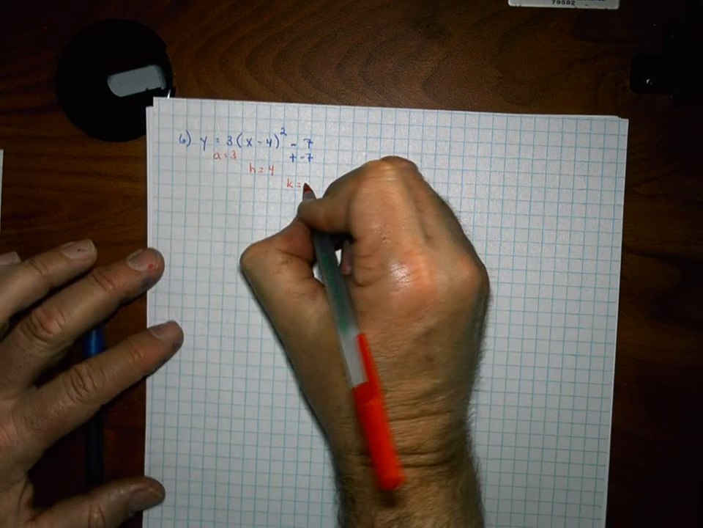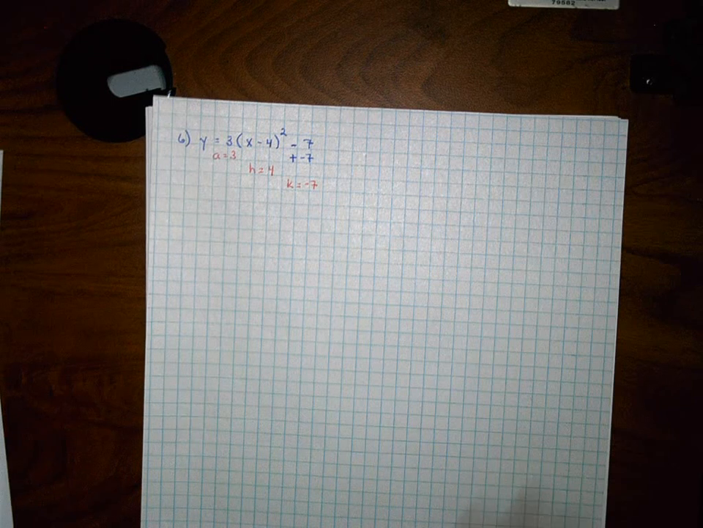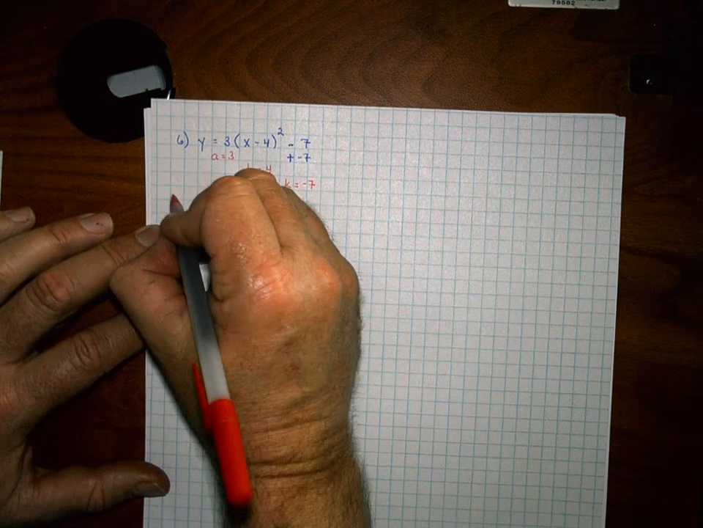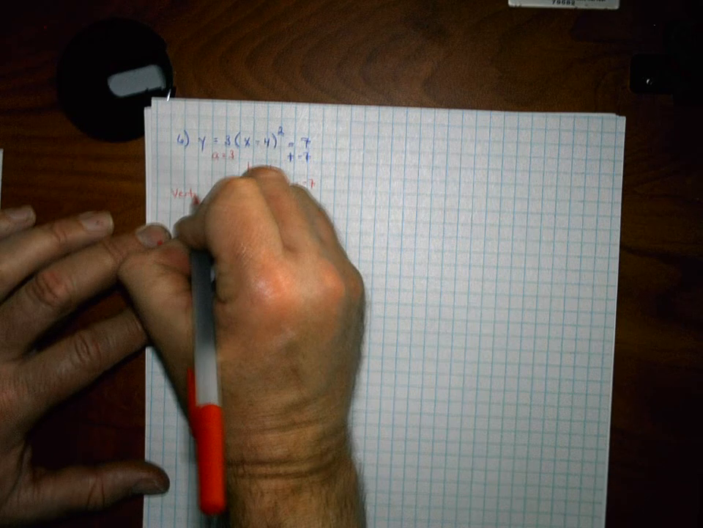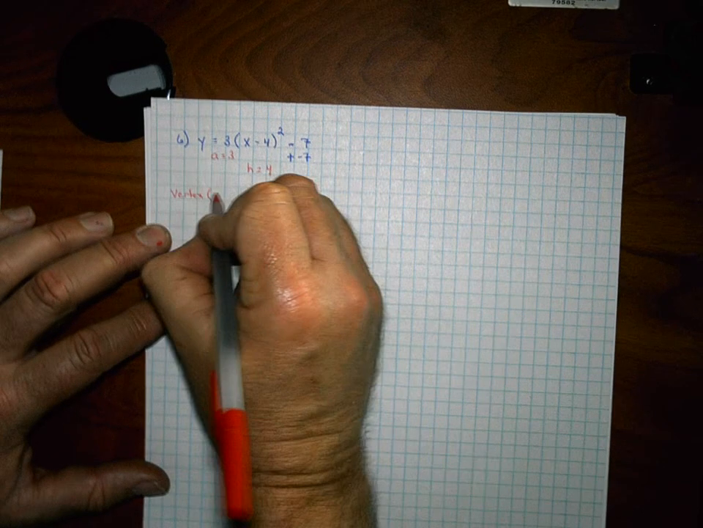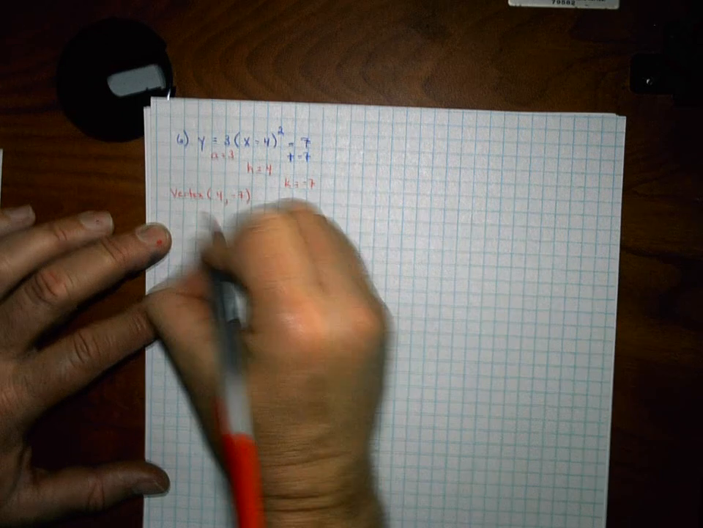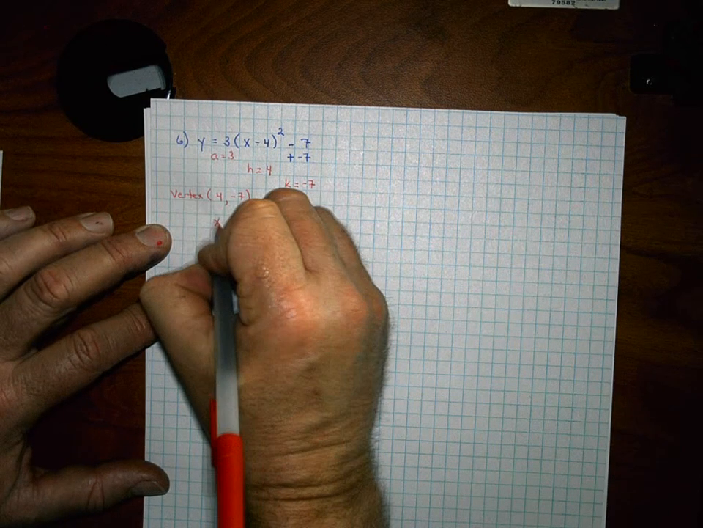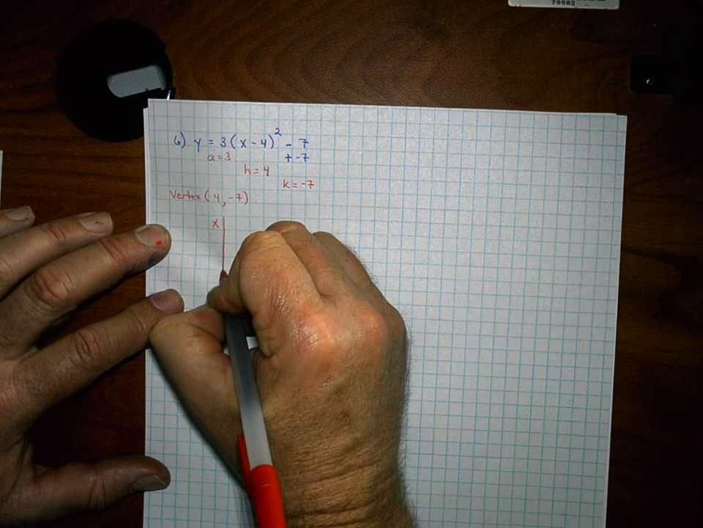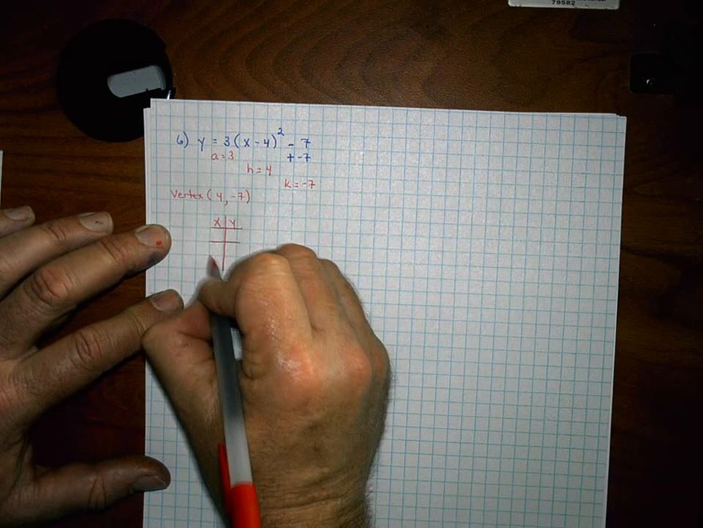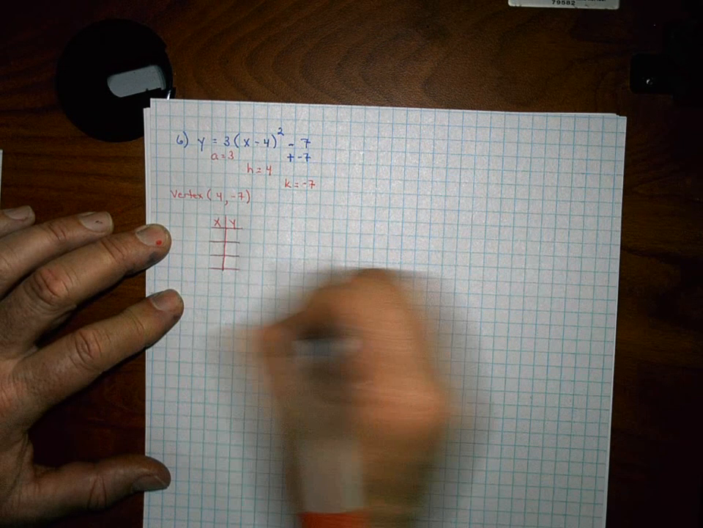So k is going to be negative 7. So a is 3, h is 4, k is negative 7. That means that my vertex has coordinates at h, 4, comma, k, negative 7. Once I have my vertex, I can now use my vertex to generate a 3-point table. So that'll then give me an idea of what my parabola is going to look like.